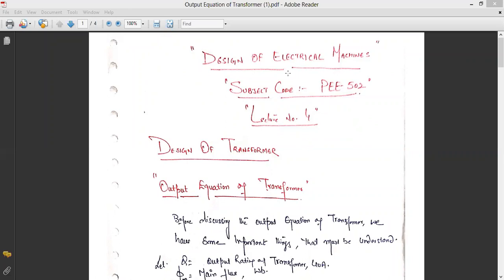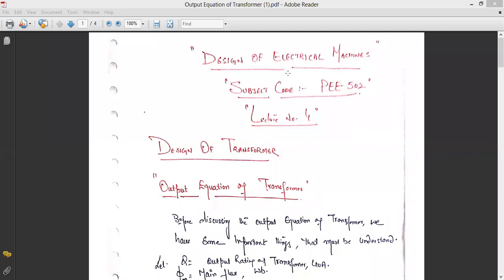You can also watch my previous video. In that video I told you that the output equation of the transformer in case of a single phase is something like Q equals 2.22 f phi m Aw Kw, and all that. Now in today's lecture we are going to derive that output equation. Here we derive the output equation of a single phase transformer, and we relate it with the 3-phase output equation of a transformer.